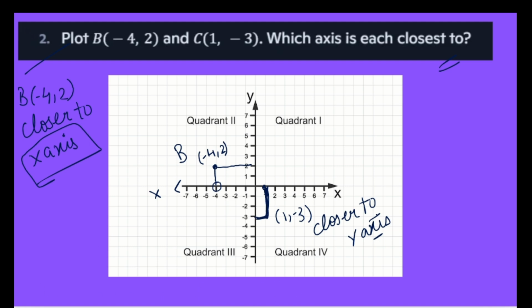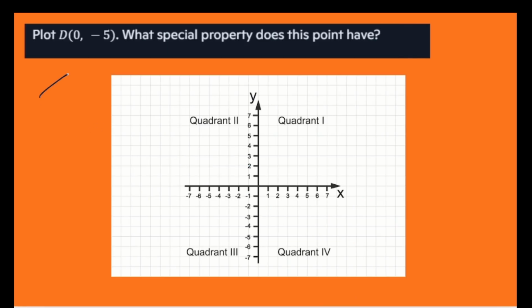So now moving further to the next question, plot D (0, -5). Which special property does it hold? Start at the origin. The x coordinate is 0, so do not move left or right. The y coordinate is -5, so move straight down 5 units along the vertical axis. So this is the point (0, -5).